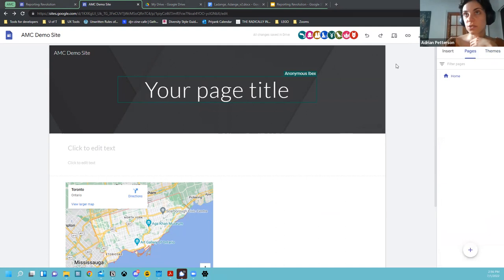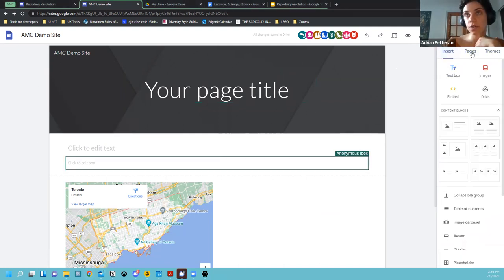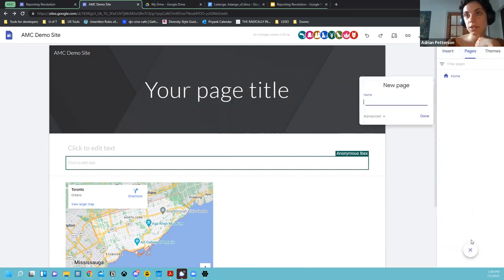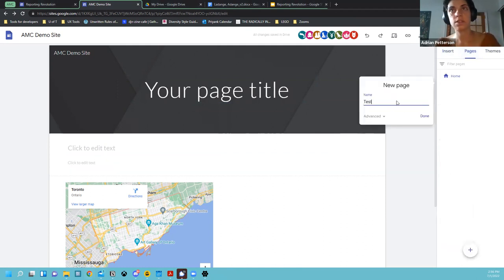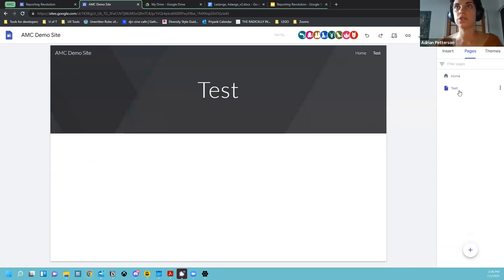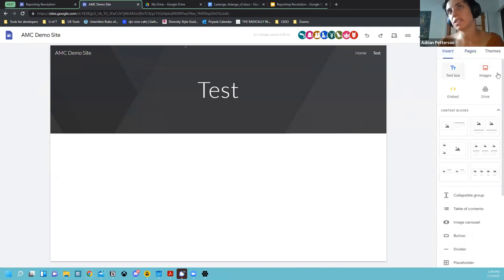I neglected to share about pages. So you can add pages here. If you go to the pages tab, you can add a page and then you can create extra pages for yourself. So if everyone wants to grab a page and start editing their own page, that way you can test out some of these functions without interfering with other people's stuff.